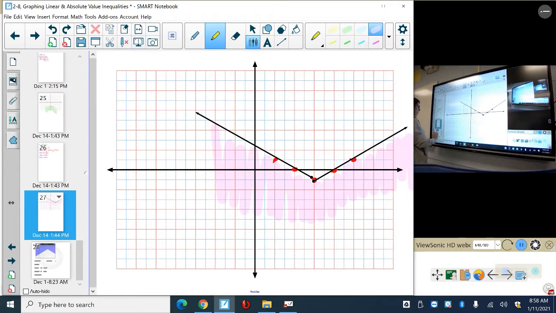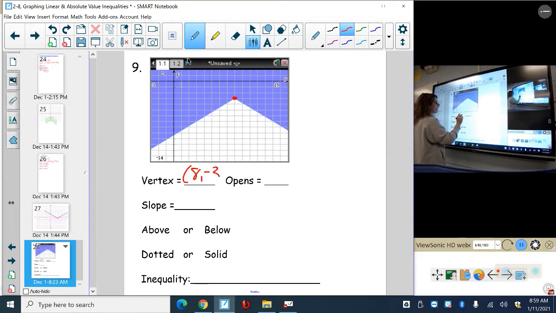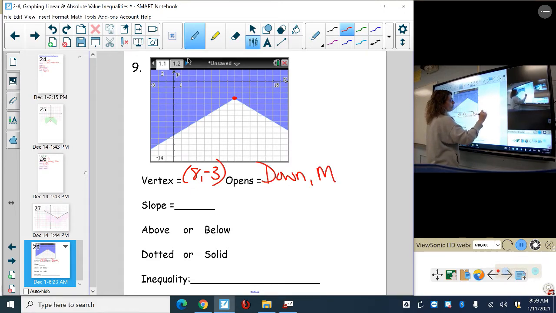The next section is going to be finding the inequality that represents this absolute value graph. So my vertex is going to be the point 1, 2, 3, 4, 5, 6, 7, 8. 1, 2, 3, -3. It opens down. And since it opens down, I have a mountain, which means I have a maximum. We can clearly see that. So from there, I'm going to go ahead and find my slope. My slope is going to be, I need to find any ordered pair that is directly on the line. And there's multiple ones. You can pick any one that you want.